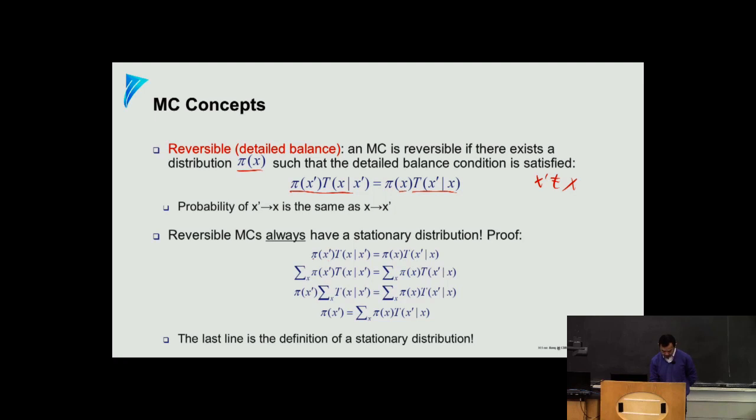This is a simple proof. You start from detailed balance, and then you apply a summation or marginalization operation over X or X prime. Either way is fine. In this case, we sum over X. Here you can reduce it to only the transition kernel, and here you have to include both, and then you get this part. So this is the very definition of a stationary distribution.